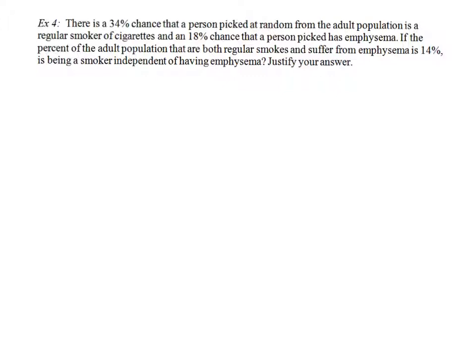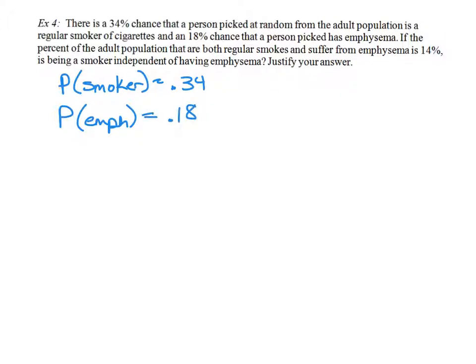So I'm going to write down the probabilities that I'm given here. The probability of having a smoker is equal to 0.34. The probability of a person that we ask being a person with emphysema, I'm going to abbreviate emphysema there, is equal to 0.18 because it's 18%. And the probability of being a smoker and having emphysema is equal to 14%. This is a nice easy one to do by that second test for independence again.